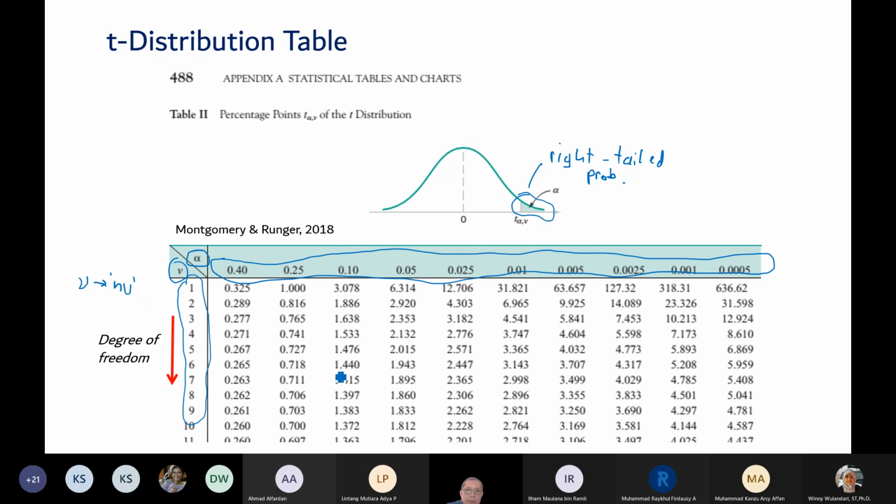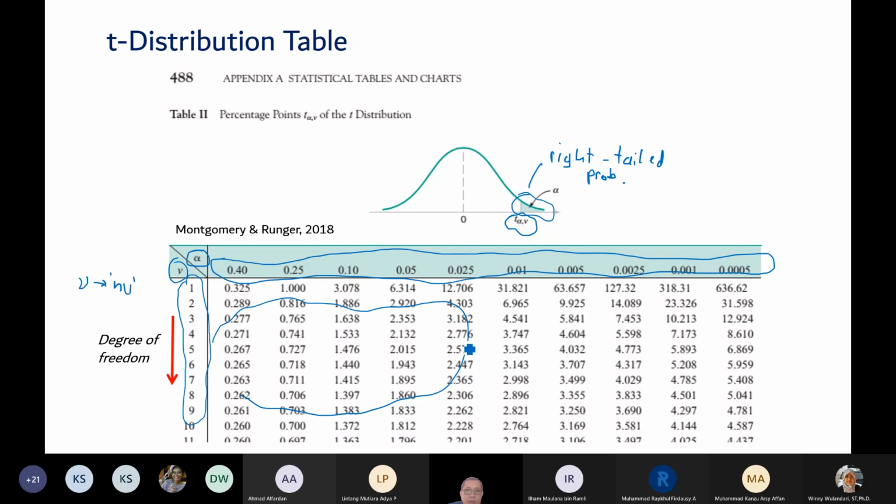The numbers inside the body of the table are the t value. This is different from the Z table. In the Z table, the number inside the body of the table is the probability, the alpha. Here, the alpha is read as the row.